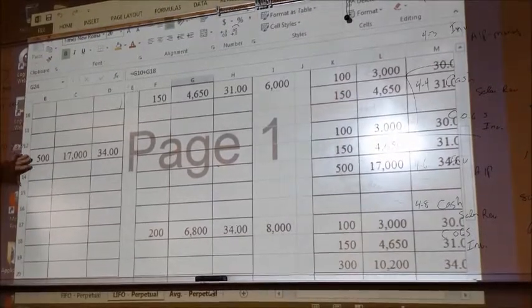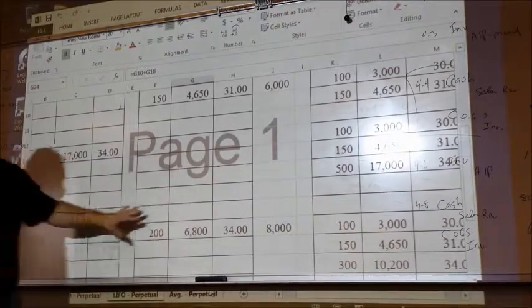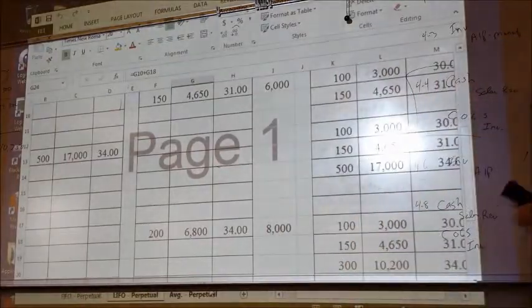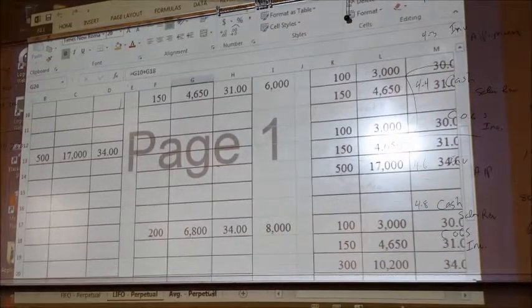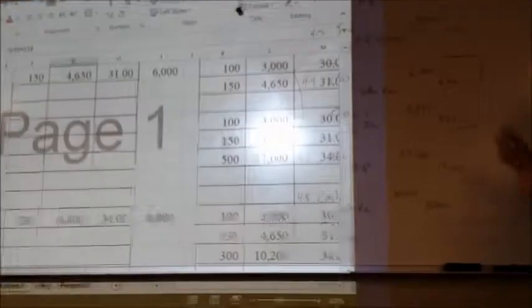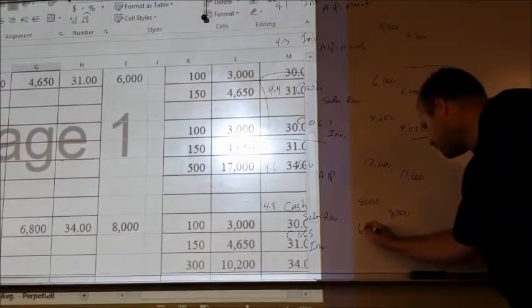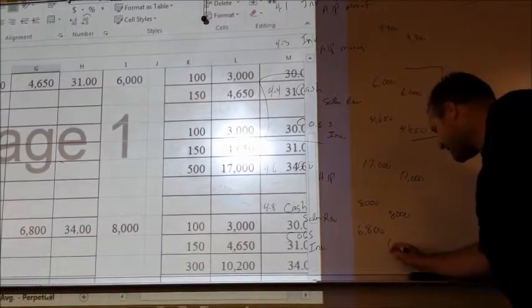Once I have that updated last purchase, I can do my final sale, because those are the items that I'm selling. I'm selling those most recent purchases that I just put on there at $34 a piece. So my cost of goods sold for this one is now $6,800.